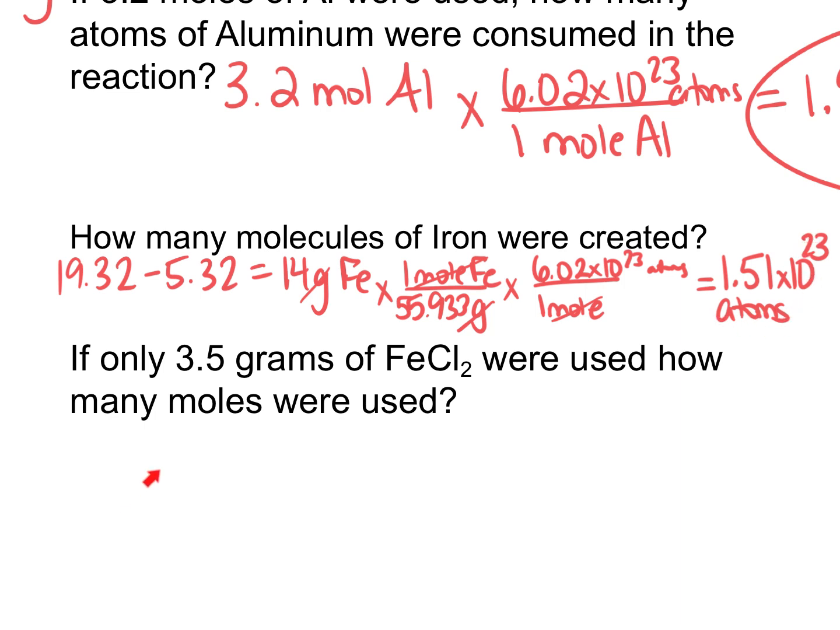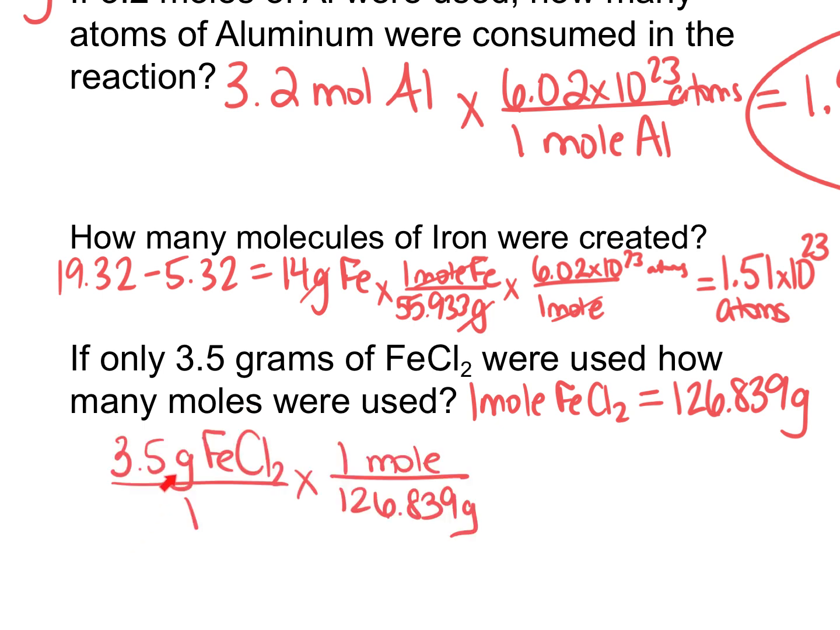The next problem says only 3.5 grams of iron chloride were used. How many moles were used? All we need to do is convert grams over to moles. I know that there's a relationship between grams and moles. I can calculate that 1 mole of iron chloride has a molar mass of 126.839 grams by looking at the periodic table, adding the mass of 1 iron and the mass of 2 chlorines. Now I can use this relationship and what I'm given in order to solve for my moles.